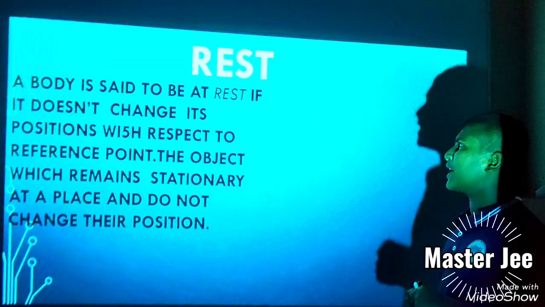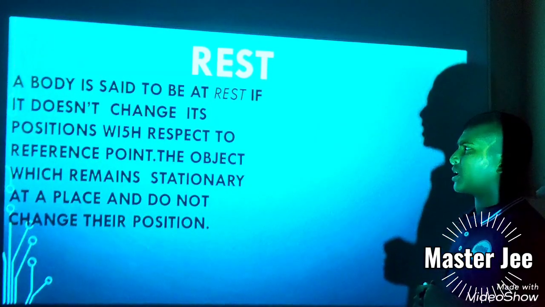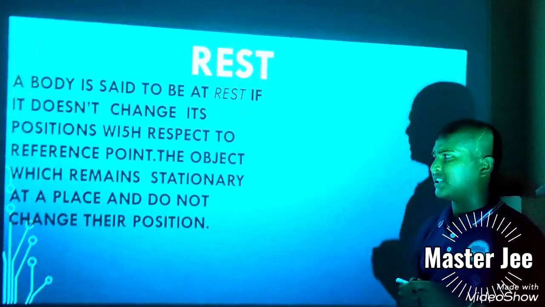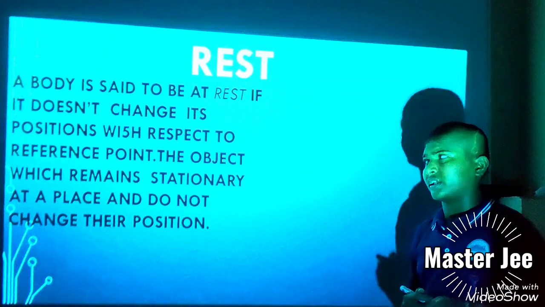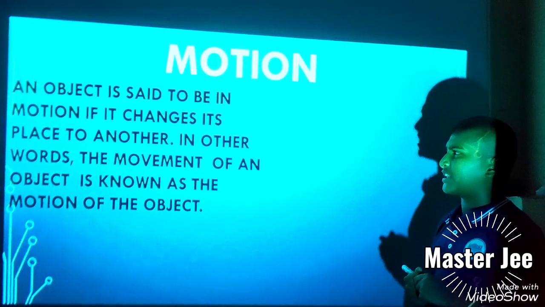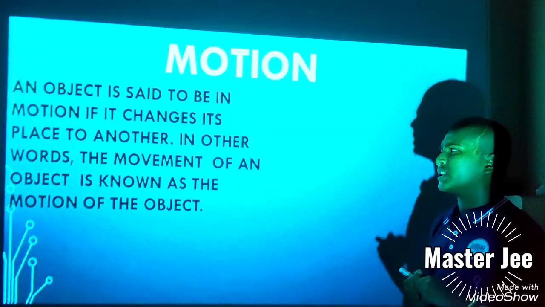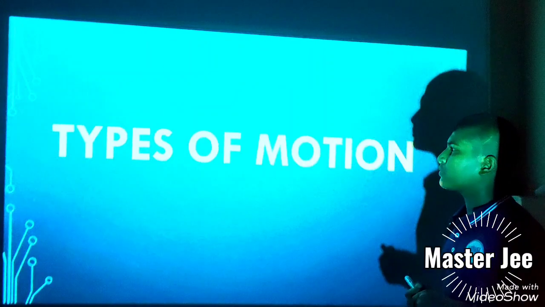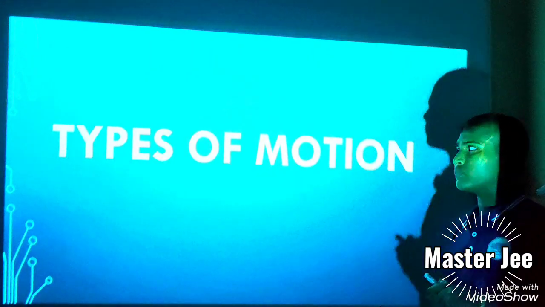Rest. A body is said to be at rest if it doesn't change its position with respect to a reference point. The object which remains stationary at a place and does not change its position is called rest. Motion. An object is said to be in motion if it changes its place to another. In other words, the movement of an object is known as the motion of an object. Types of motions.